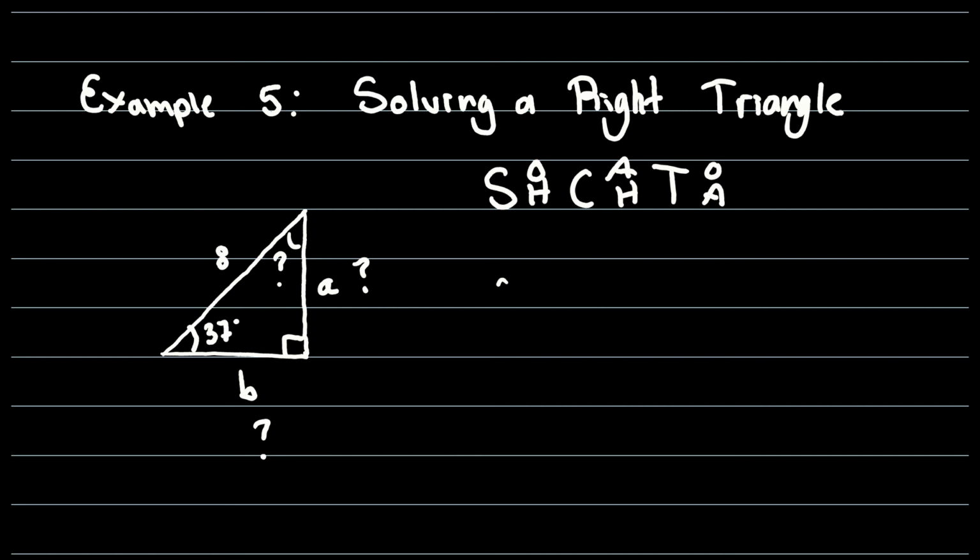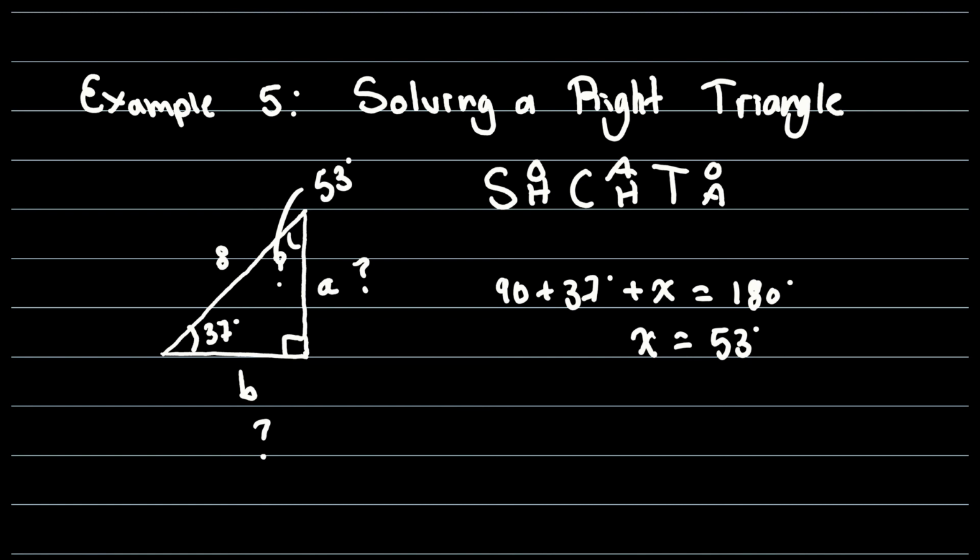We know that there is 90 plus 37 plus, I don't know what that might be, and the total is 180 degrees. And if we do that, then we end up with the x value equal to 53 degrees. So we just solved for this angle. This angle is 53 degrees. Now we're just missing the sides. What is A or what is B? And notice that here we really do not have anything to solve using the Pythagorean theorem. So we are forced to use these trigonometric ratios.